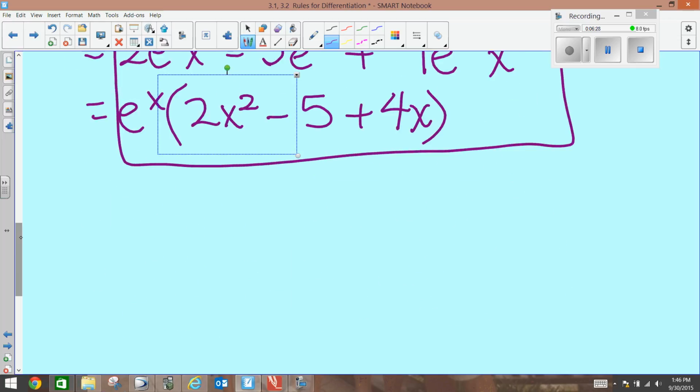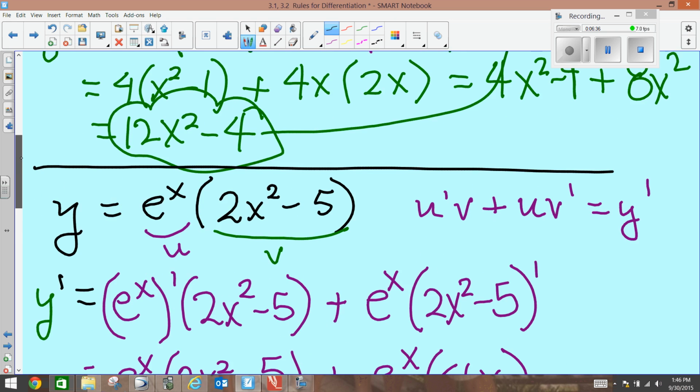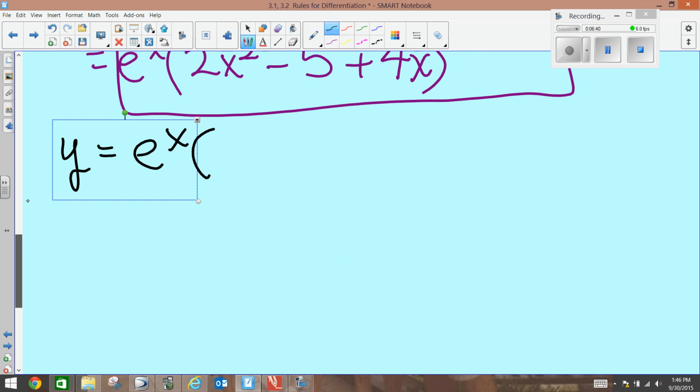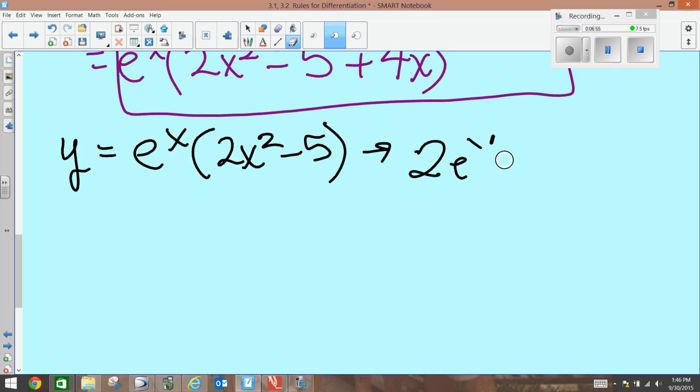Let's say we wanted to multiply it out. Remember what the original problem was. It was y equals e to the x times 2x squared minus 5. Oopsie. 2x squared minus 5. Okay, so if we want to distribute it, it would be 2 e to the x, x squared. Whoa, what the heck? That again.